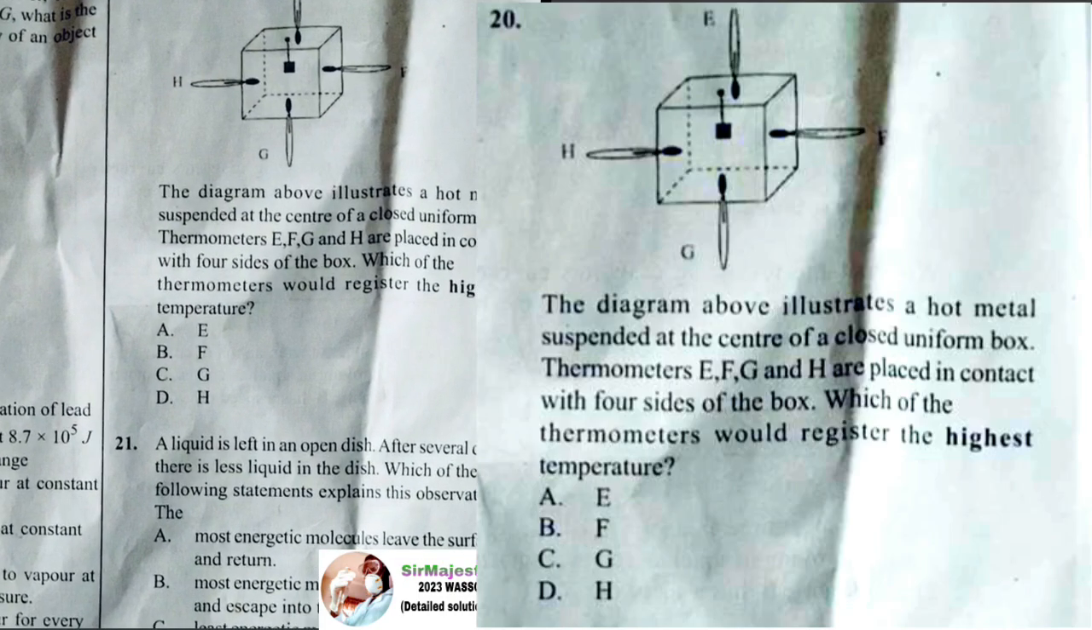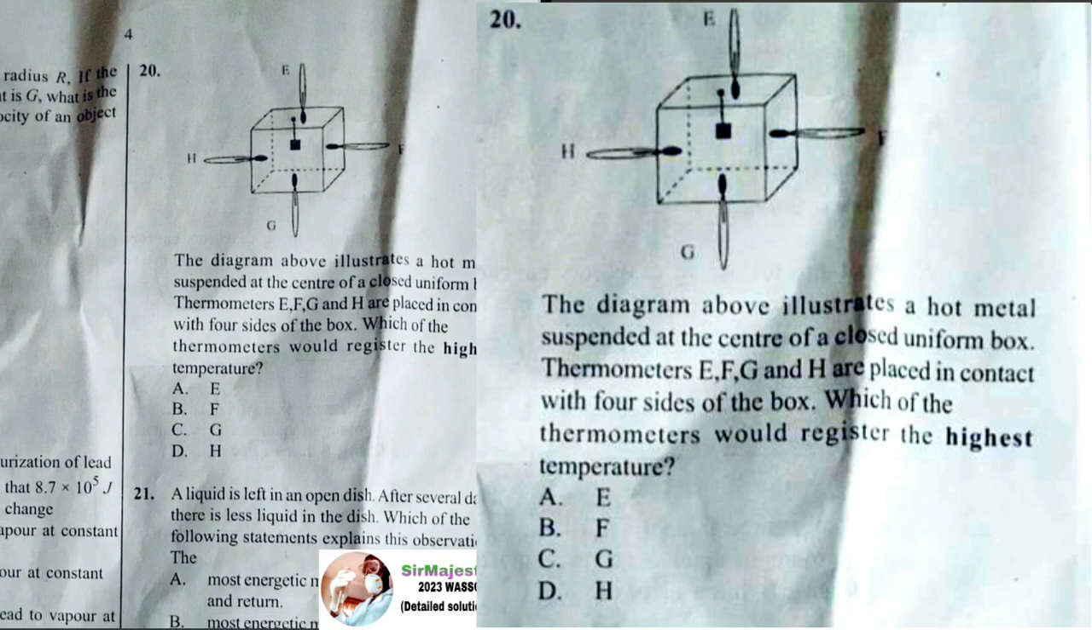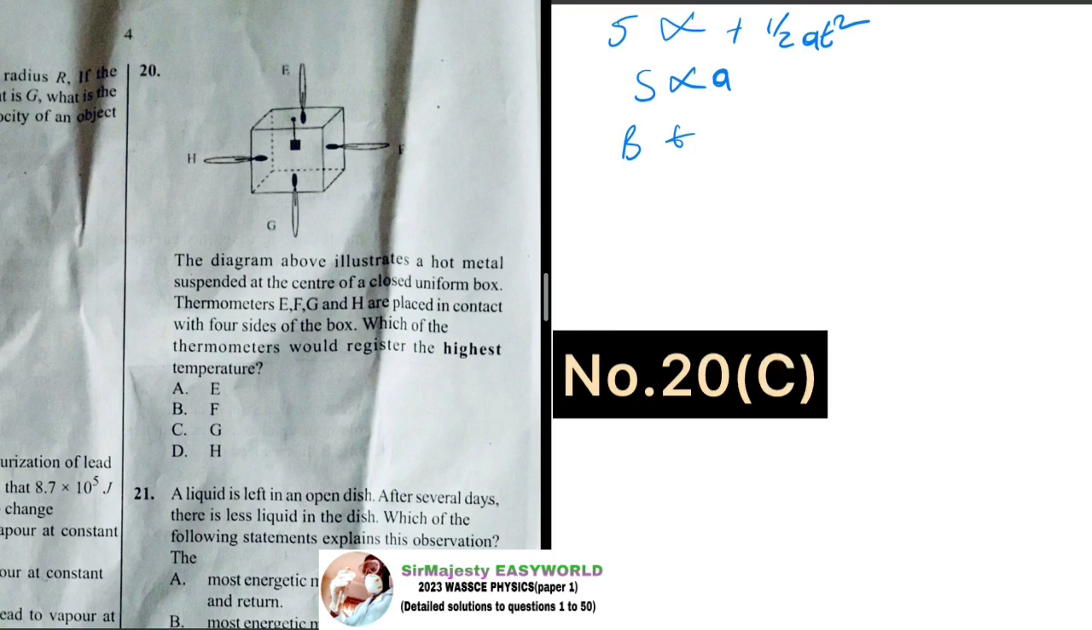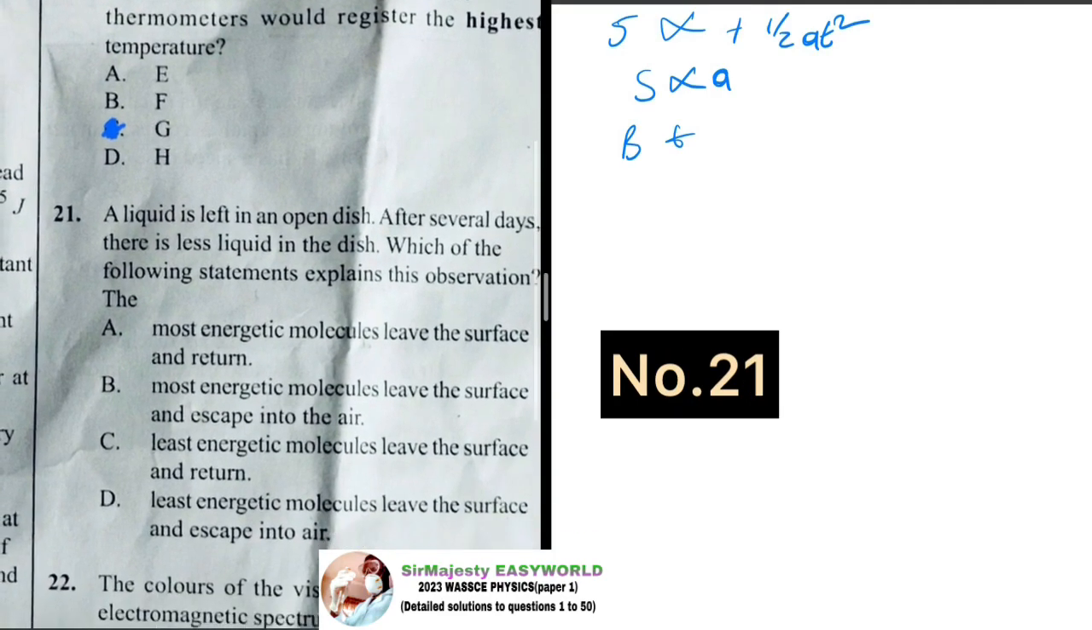So the next question is, the diagram above illustrates a hot metal suspended at the center of a closed uniform box. Thermometers E, F, G, and H are placed in contact with 4 sides of the box. Which of the following thermometers will register the highest temperature? The correct answer to this question should be G, due to the gravitational pull on the mercury, forcing the mercury to go down. So G will obviously record the highest temperature. So that's C.